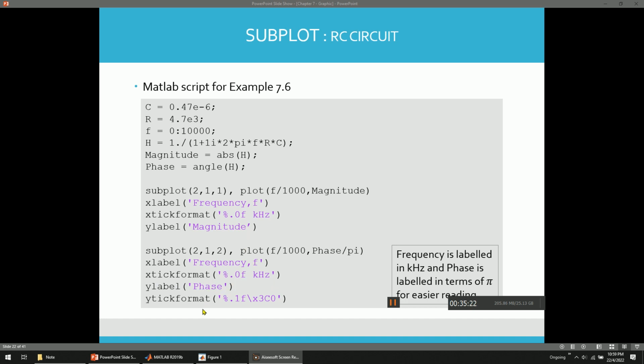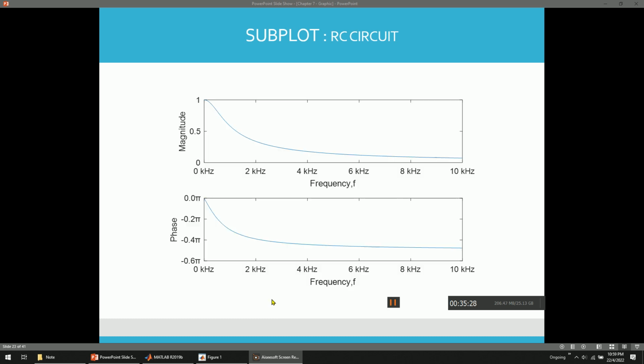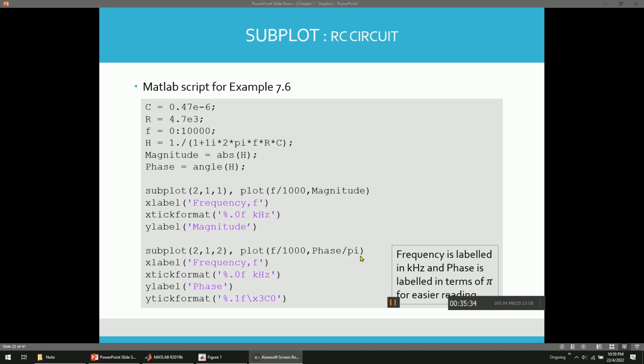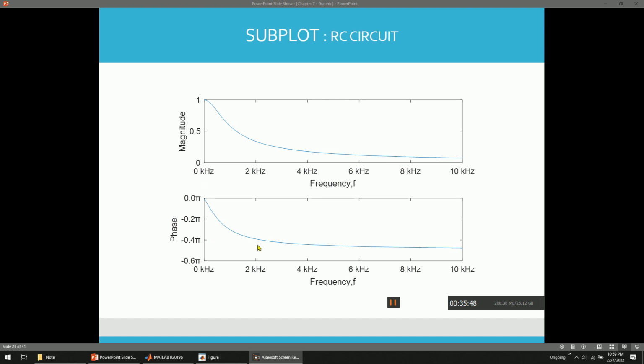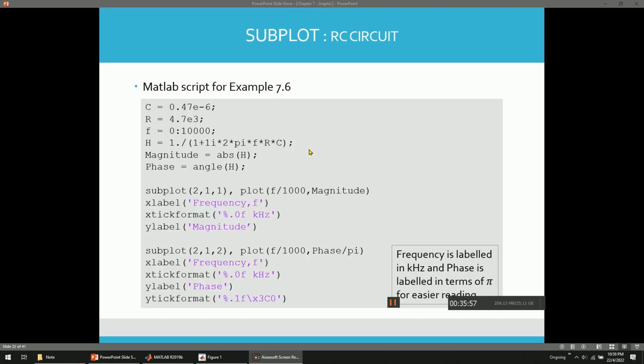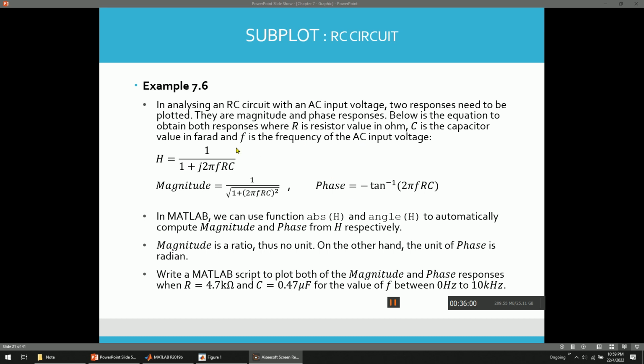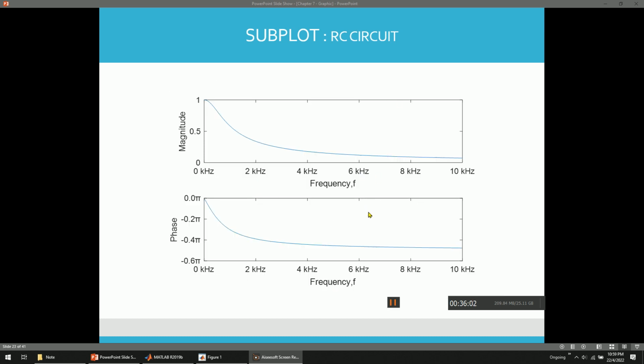Now next is the phase, and the y tick format is this one, pi. Sorry, this one is not changing from pi to degree, it's just removing the pi as before, because you want to add pi after this in the tick. So the plot should become like this. No need to worry. I think you also learn this in this semester about the RC circuit, then you can practice plotting this in the programming class.